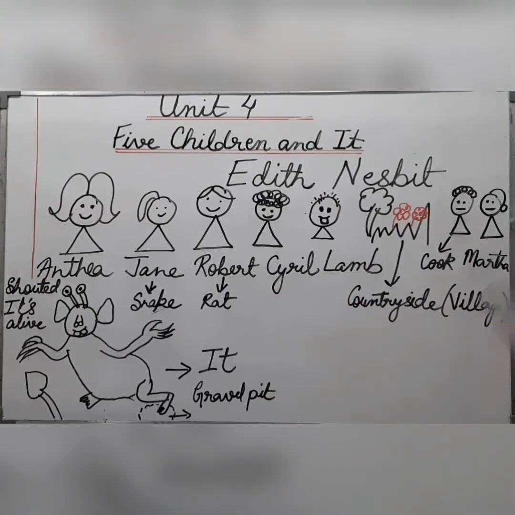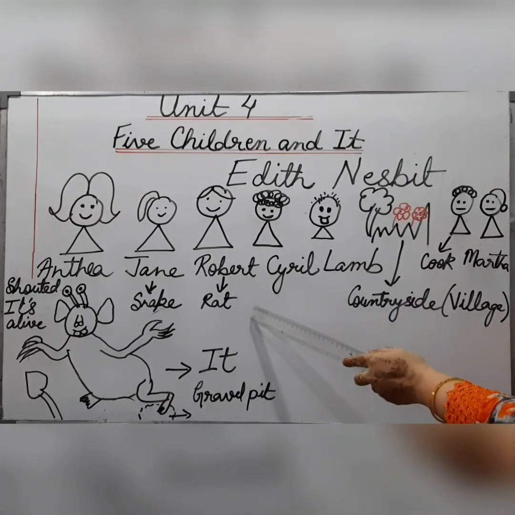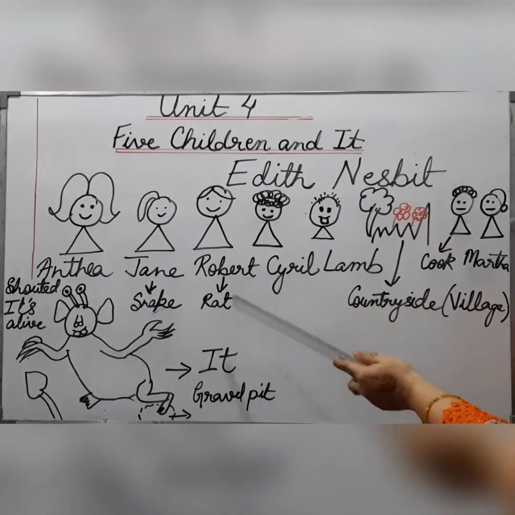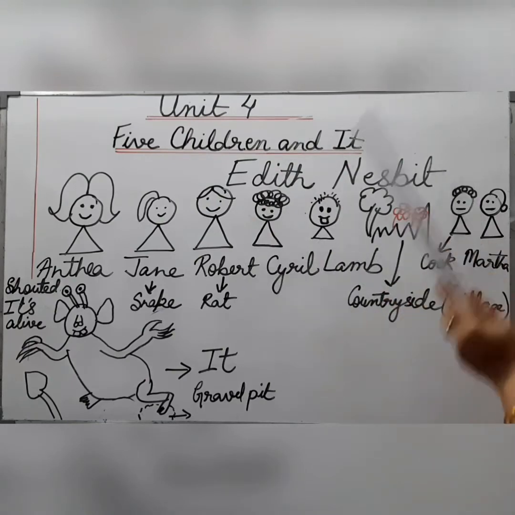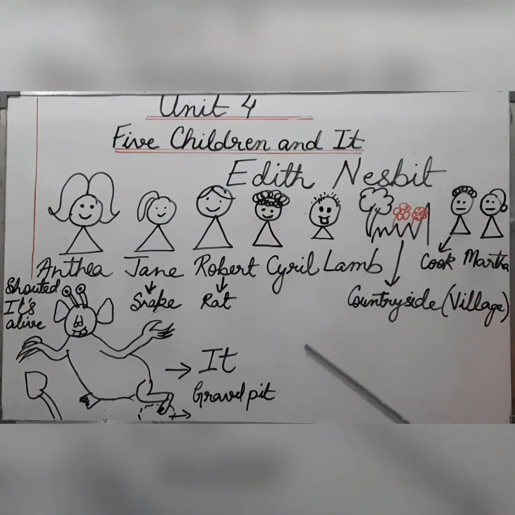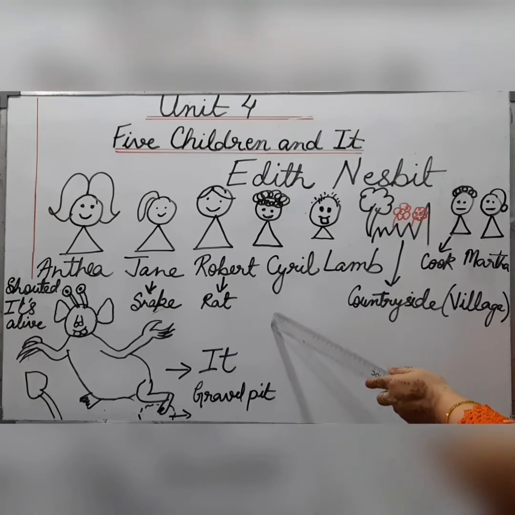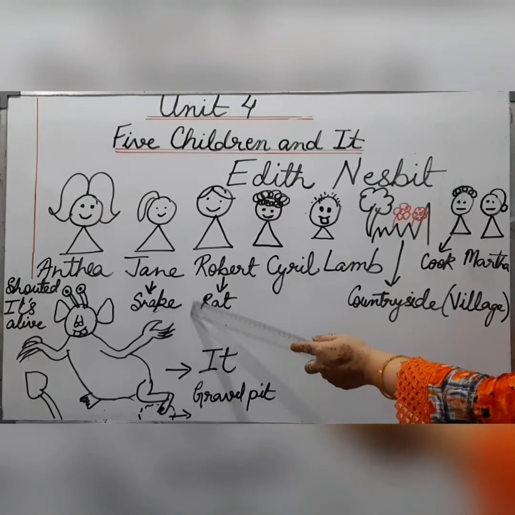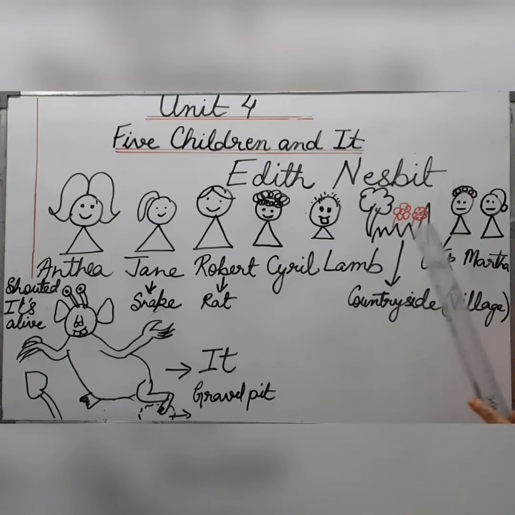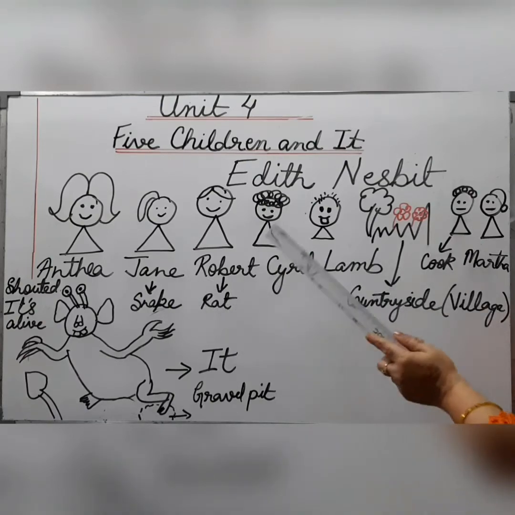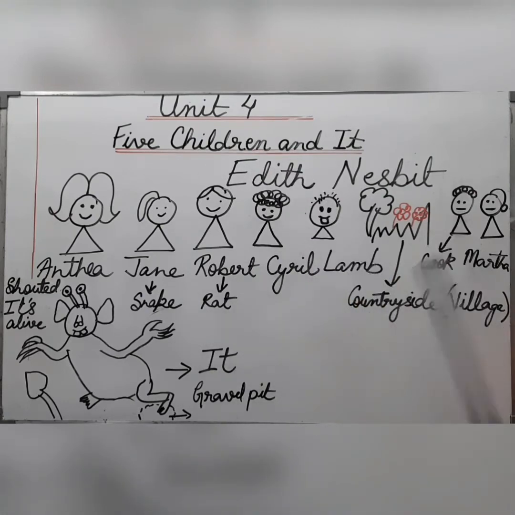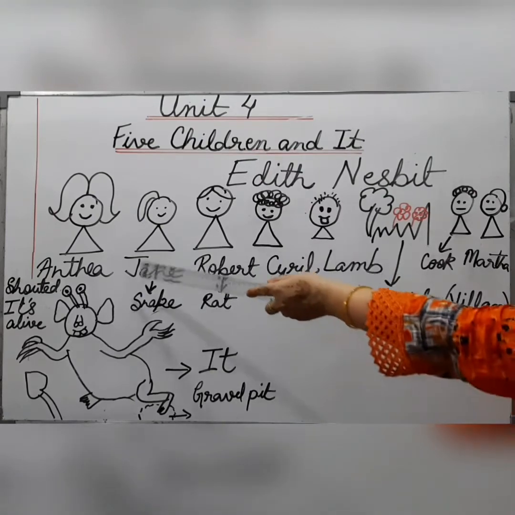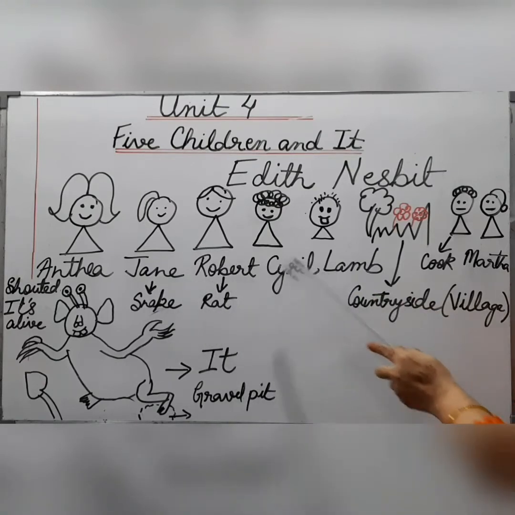Now, when other children heard about this creature, Robert asked, "Is it a rat?" So now Robert is asking Anthea whether the creature she saw was a rat or something else. And Jane said, "Perhaps it is a snake." Anthea said, "No." Now Anthea is saying it is not a rat and it is not a snake. So now Anthea is describing the creature because only Anthea has seen it. Other children have not seen it.